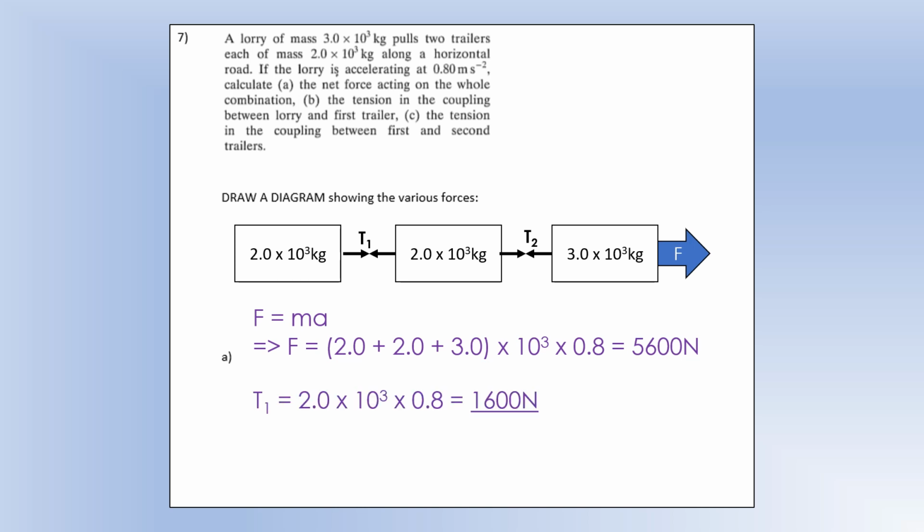So next I'm going to find the tension T1. The back trailer has a mass of 2,000 kilograms. It is accelerating at 0.8 meters per second squared. So that allows us to calculate what the tension force, T1, is. And if we want to find T2, well, T2 is acting to accelerate both of the back trailers. So that means we're going to add together their masses to give us a force of 3,200 newtons in that particular coupling.